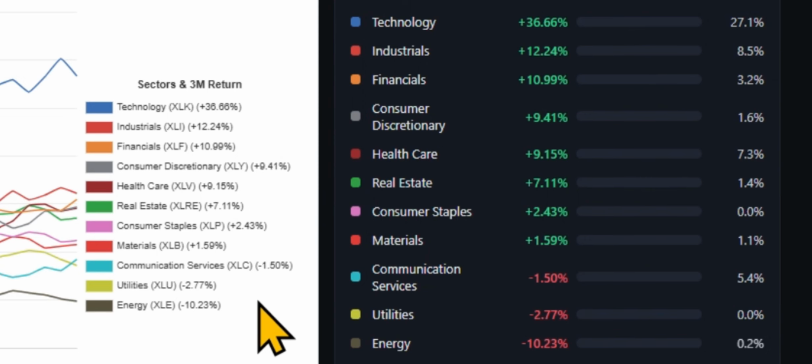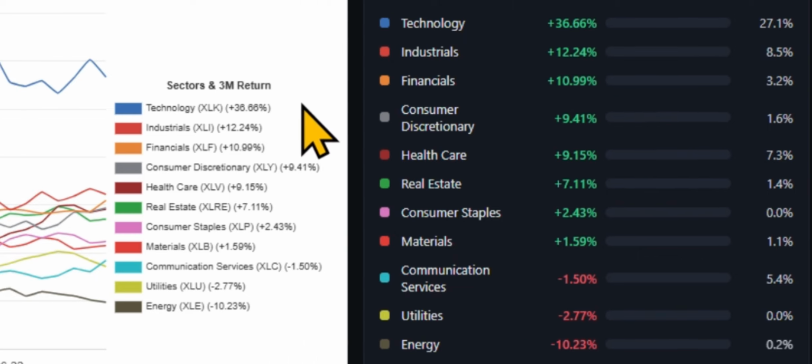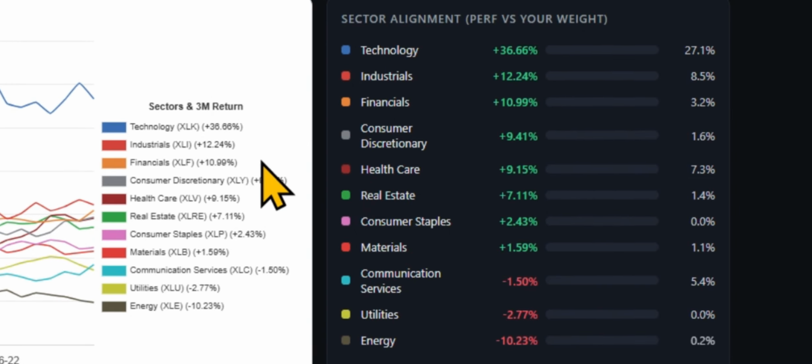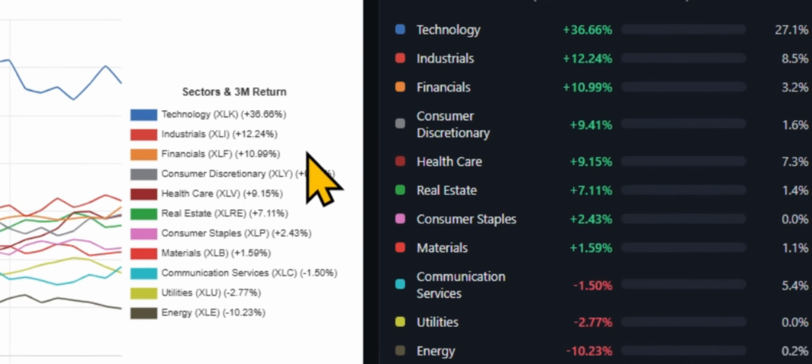So here we can see that the XLK technology sector is returning 36%. Industrials, XLI, is returning 12%, financials, etc. And at the bottom of the sectors, energy, XLE, is returning negative 10%. So if I had any stocks in energy, I should probably sell those and then front load it up here in XLK, XLI, or XLF. So that was the first part of my analysis: what are the sectors and how are they returning?